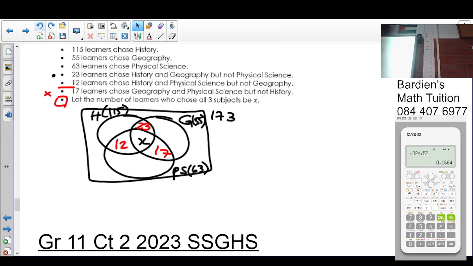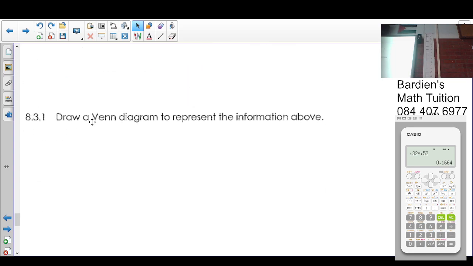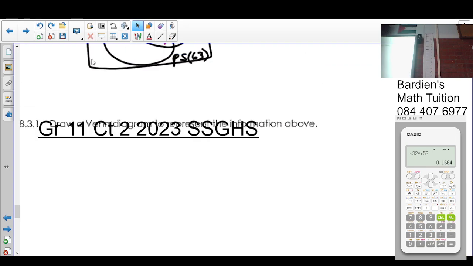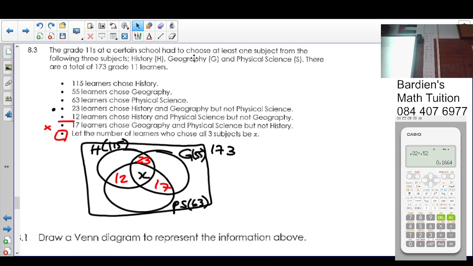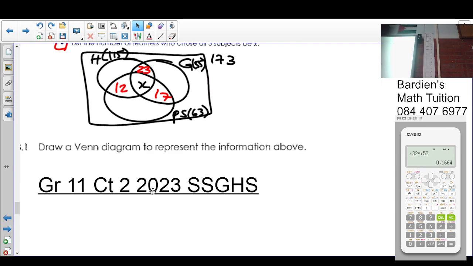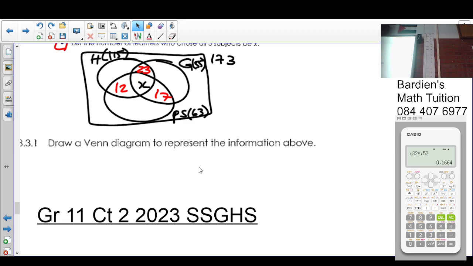Do all these learners take part in at least one of these subjects? Did I say that? Yes. Where? On top. Let's read again. Grade 11 certain school. It shows at least one of the subjects, absolutely correct. Because if that was not said, then there are learners on the outside as well. Not so. Because then those learners would fall outside the given constraints. So it says draw a Venn diagram to represent the information above, and there's your Venn diagram.